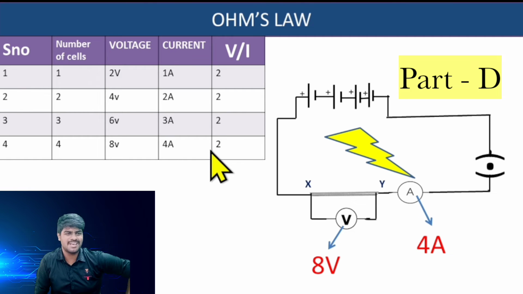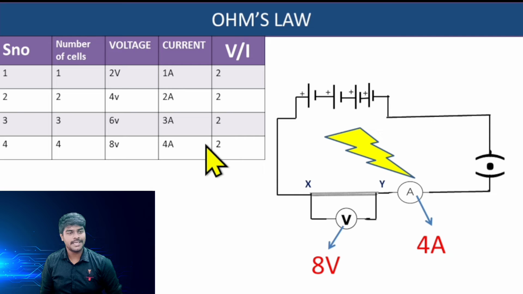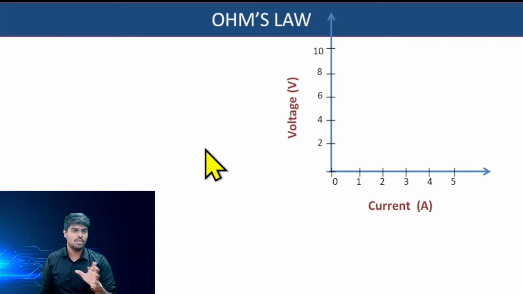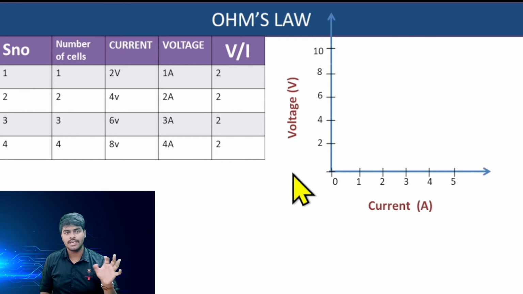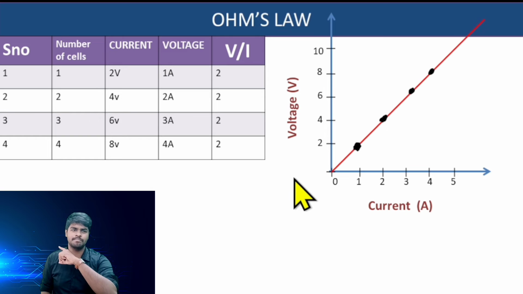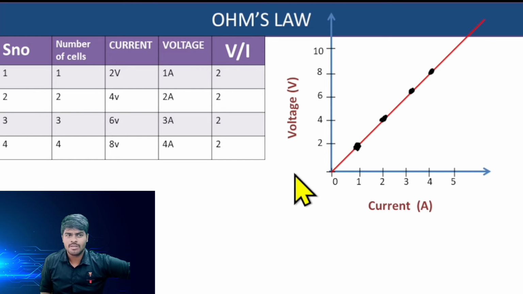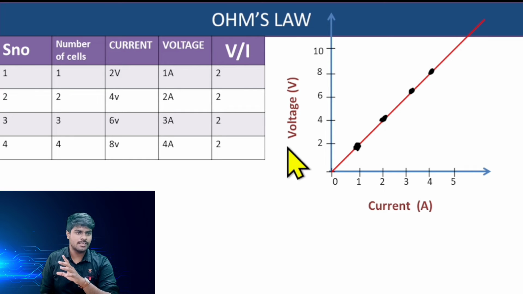Why am I getting the same ratio? What is the reason for that actually? Now I just want to plot the graph for these values. X-axis current, Y-axis voltage. Whenever I plot the graph for these values, I get a straight line. Why do I get a straight line? Because these values are constant.